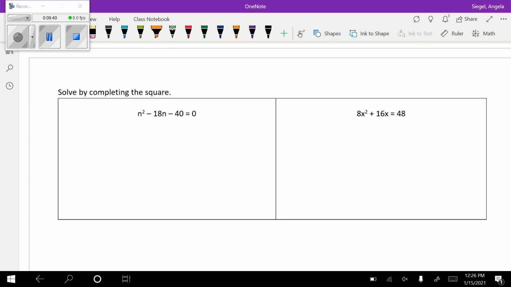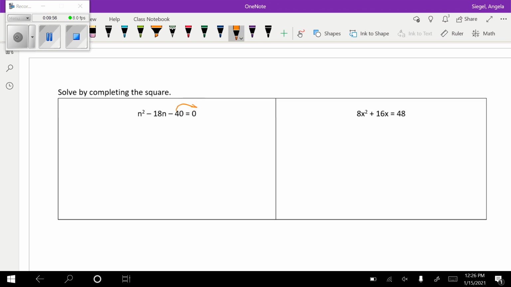Okay, and the next method we talked about is completing the square. What you're doing is forcing it into a perfect square trinomial so that it looks like this. So let me show you how this works.